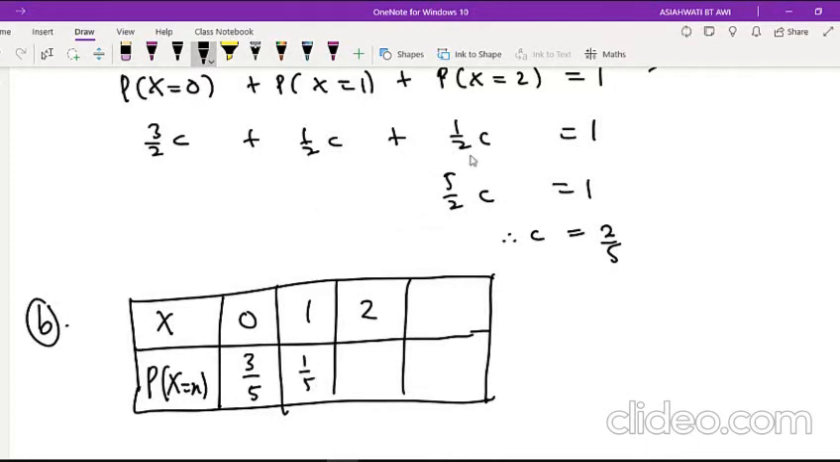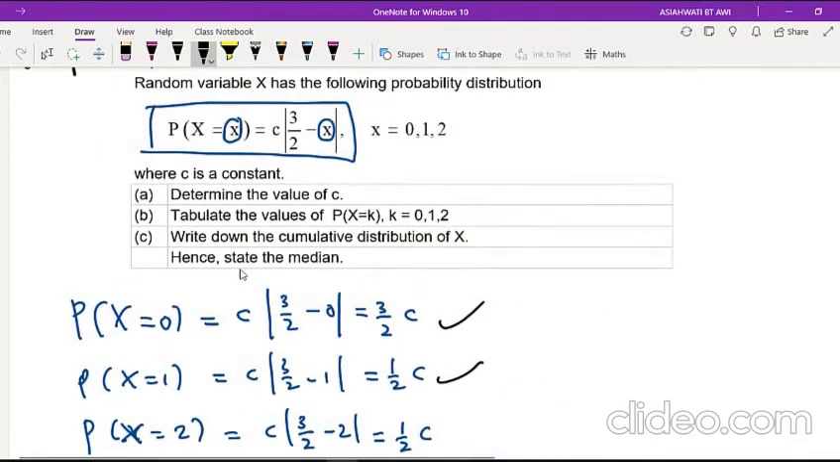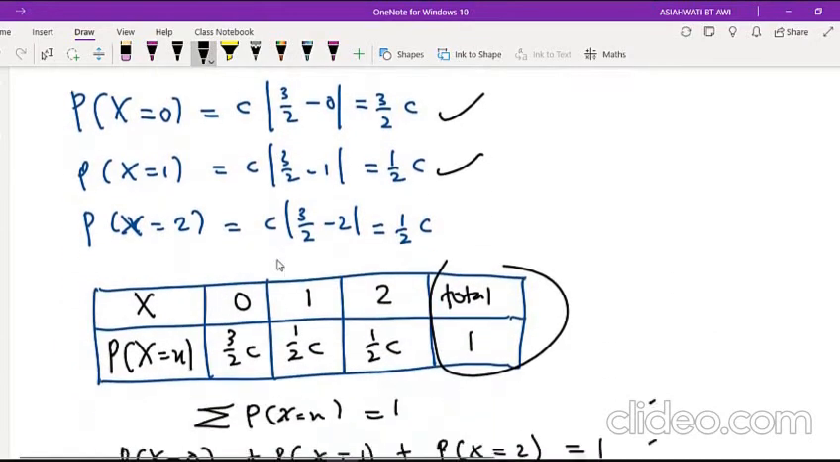And the same thing goes for when x is equal to 2. That is 1 over 5. This is the total, you may skip this box. The total is 1. For part C, write down the cumulative distribution of x. Then take the median.